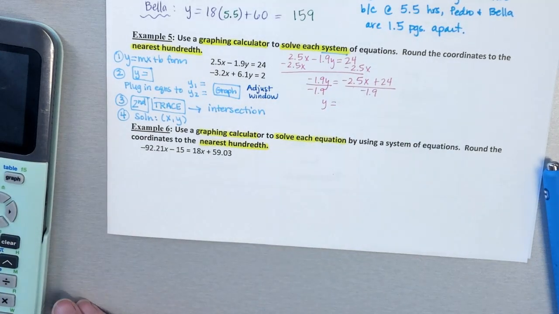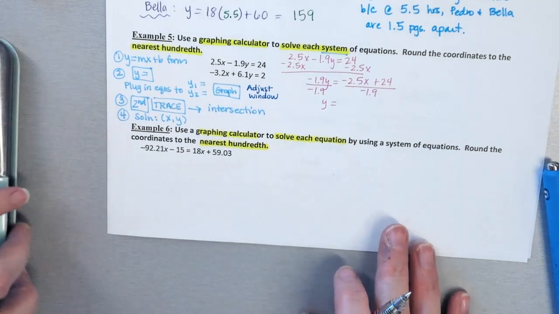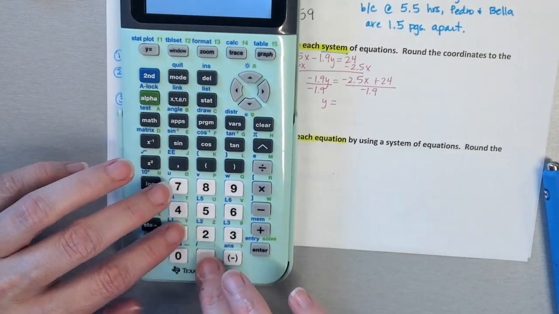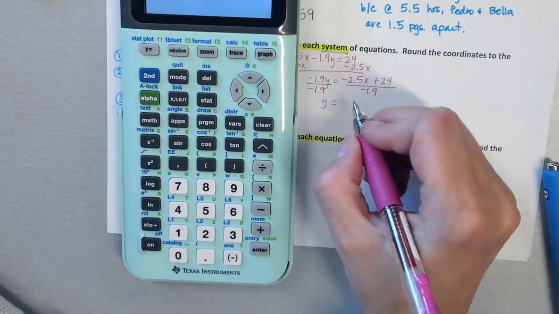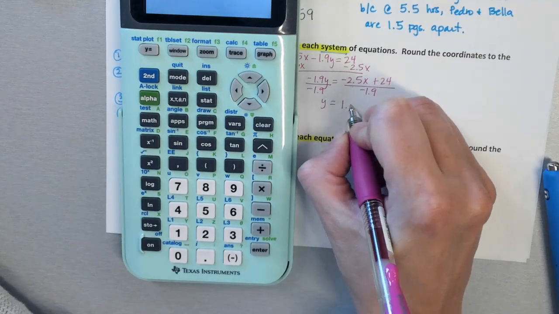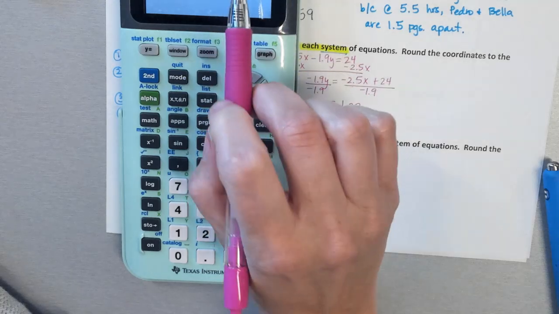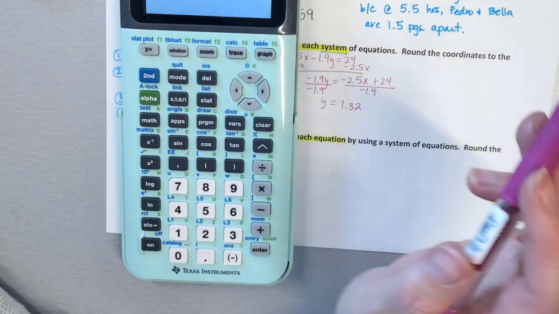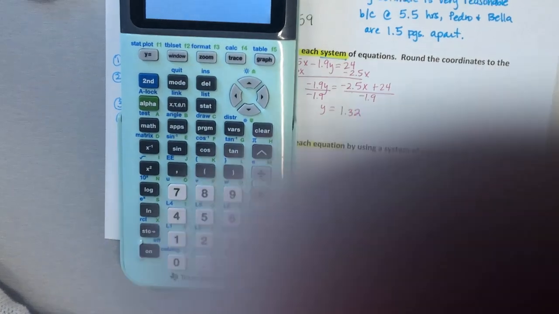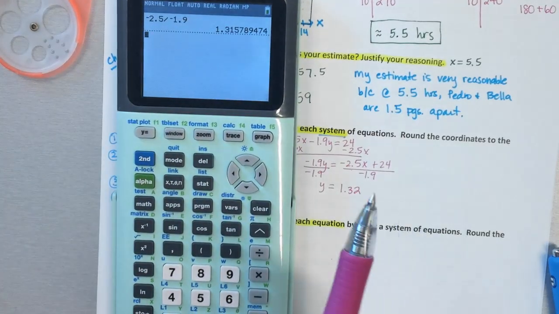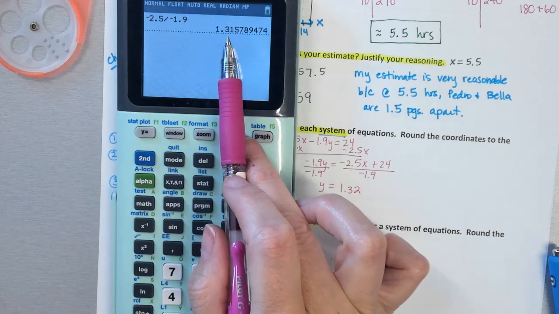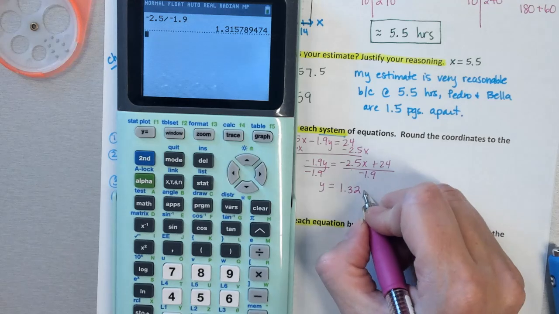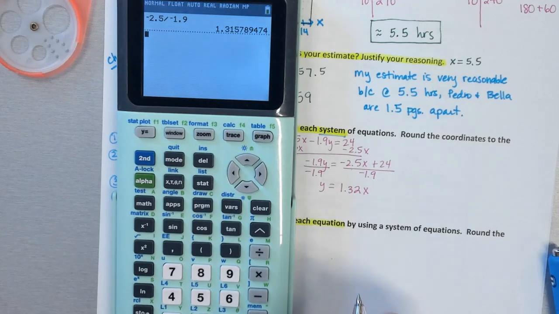So when you are dividing on your calculator, you have negative 2.5 divided by negative 1.9. I'm going to round to 1.32. You always look at the third number. 5 or above, you round that up. And if the third number is 4 or below, it stays the same. So that's going to be 1.32x.